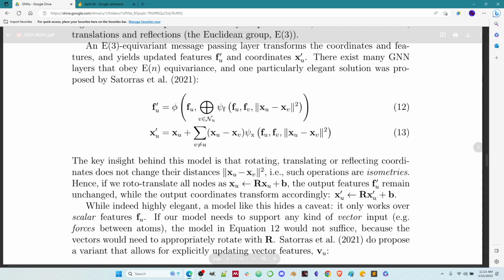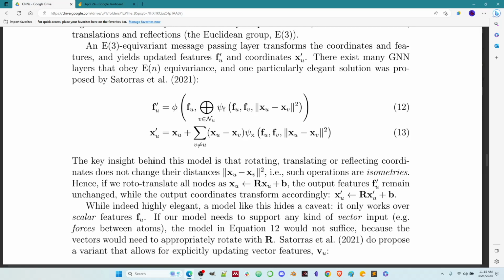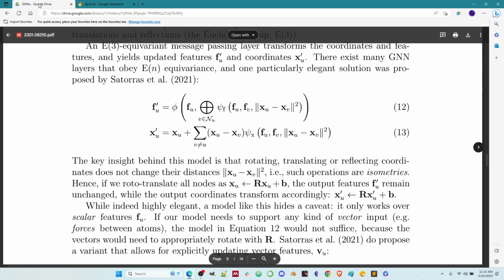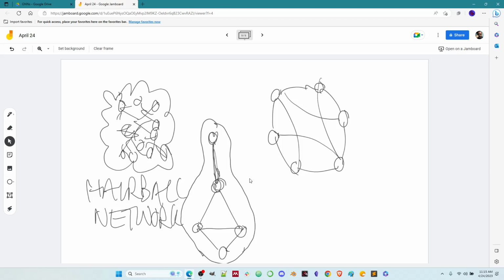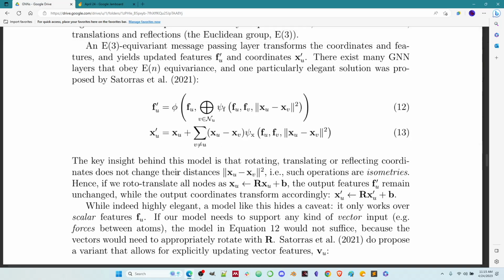The key insight behind this model was that rotating, translating, or reflecting coordinates does not change their distances. So each set of nodes has a distance. As you see here, especially if there's a geometry involved, this has a distance. These networks here have a distance. You have distance 1, distance 2, distance 3. They're all distinct, and usually they have some relevance to the spatial organization or the function. So we can actually use that information, because we don't want to change the distances when we translate or rotate.